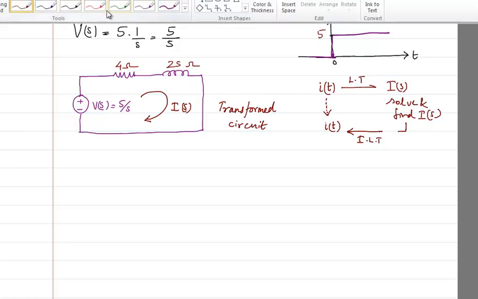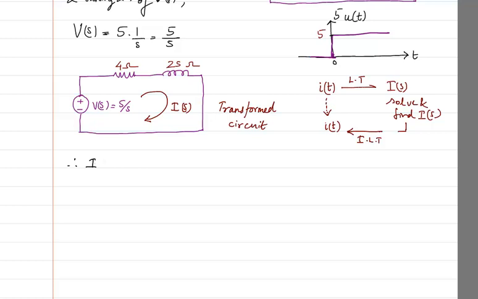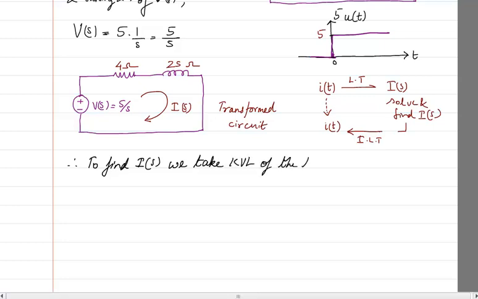Therefore, next what we do is finding I of s. To find I of s, we take KVL of the loop. So when we are having current passing through this, this is plus, this is minus, this is plus, this is minus. So what we are having is, I will write V of s. If I write from front of the element, then it is going to be 5 by s minus 4 I of s minus 2s I of s is equal to 0.